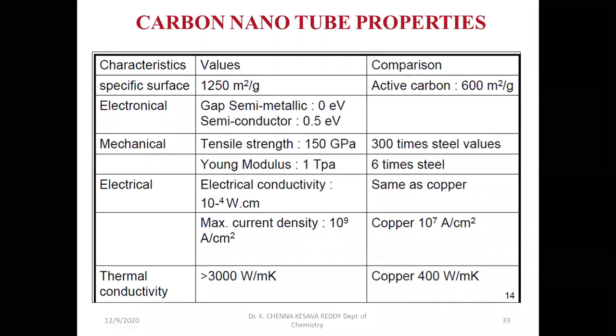Carbon nanotube properties comparison: electrical, mechanical, and thermal. This is in a simple table. You can see the thermal conductivity of carbon nanotubes and copper. See here, if you compare, so what it will be.